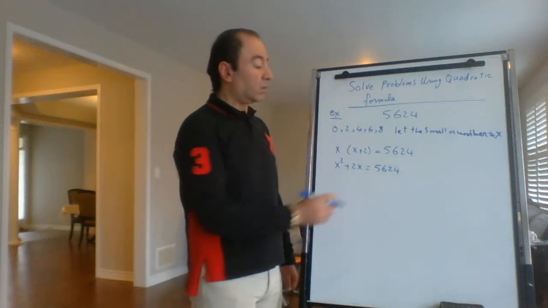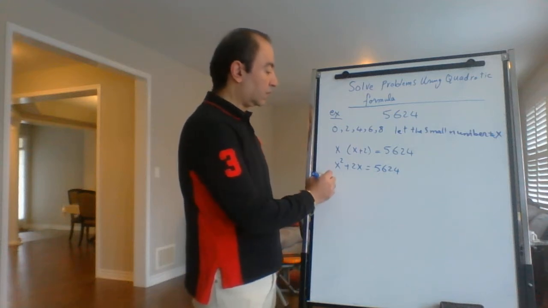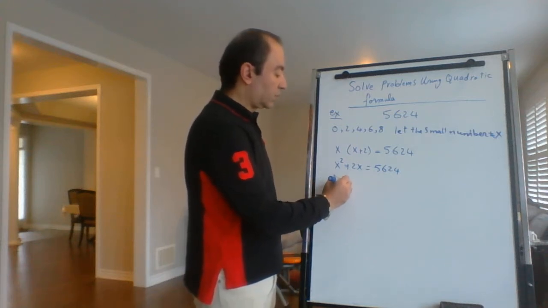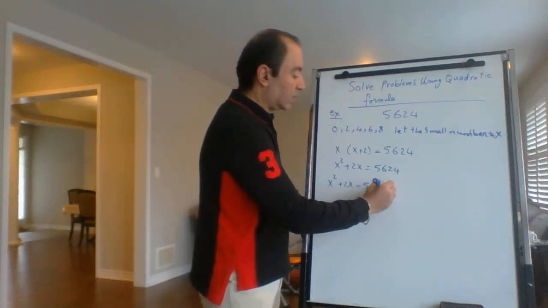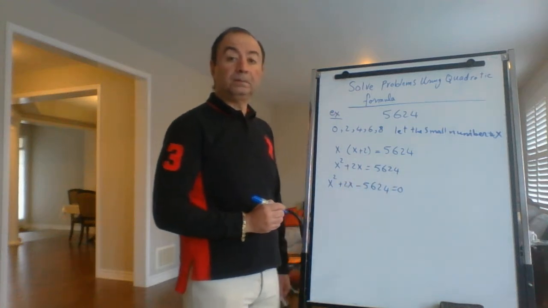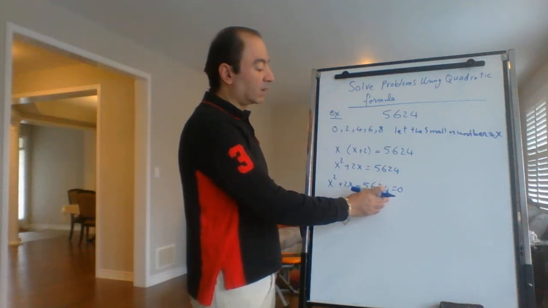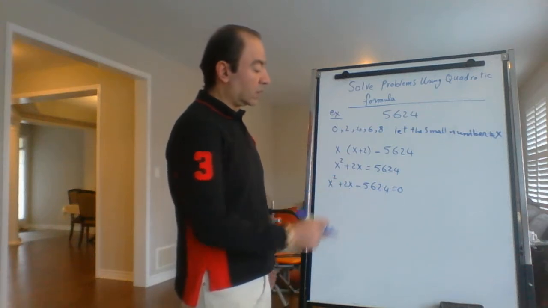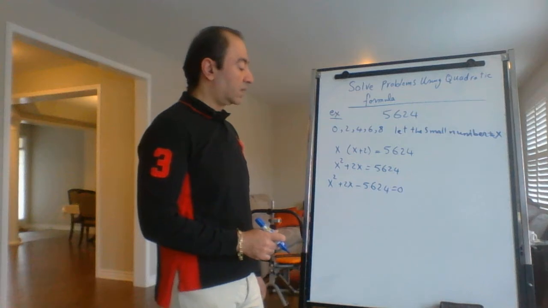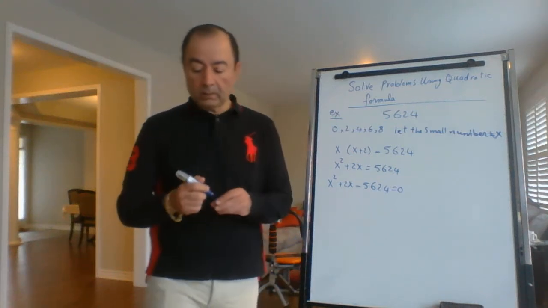Can we solve it while we don't have a 0 here? No, we must have a 0 in order to start solving. So x squared plus 2x, I send the 5624 to the other side, so x squared plus 2x minus 5624 equals 0. Now I want to solve this. If you can think of two numbers that multiply to negative 5624 and add to 2, that will be great. I found this a little bit hard, so I'd rather use the quadratic formula.